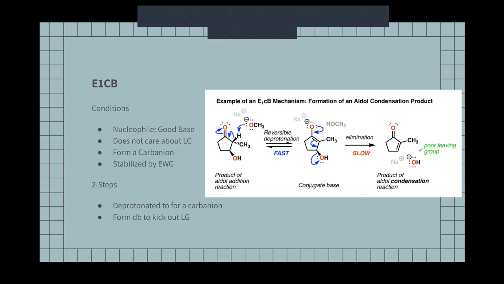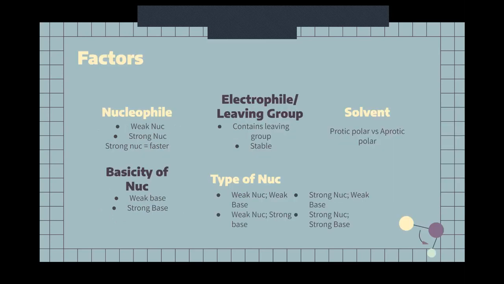So you protonate for the carbocation and you form the double bond. Hopefully that helps you with E1CB, and that's pretty much all you need to know about E1CB. So I hope you guys aren't too panicked about that. So let's go on with the factors and how to determine what's what, right?